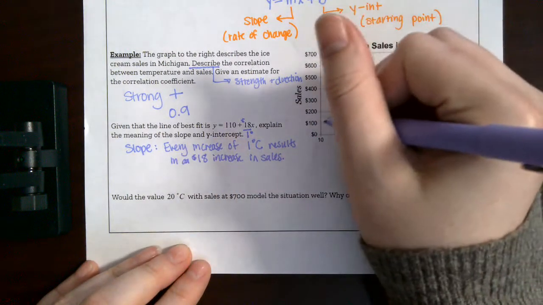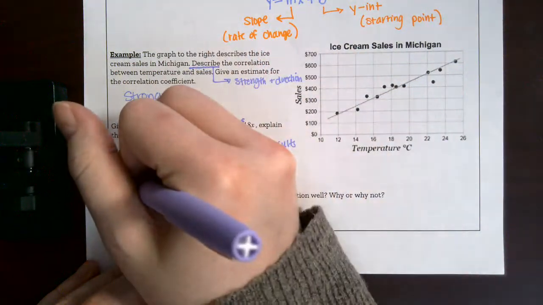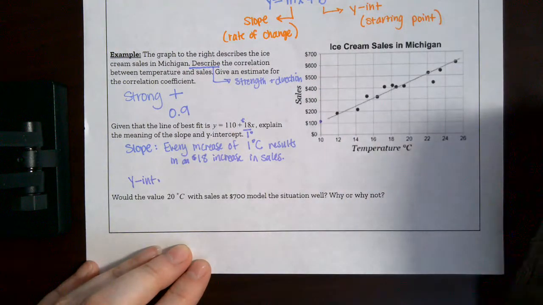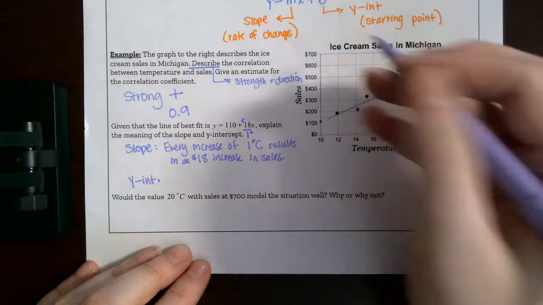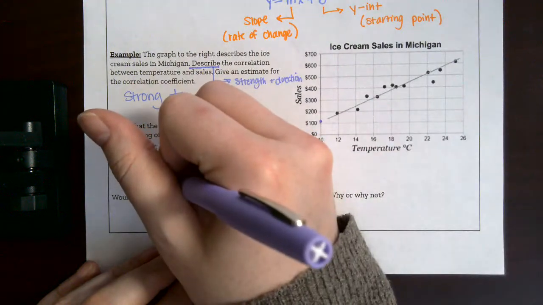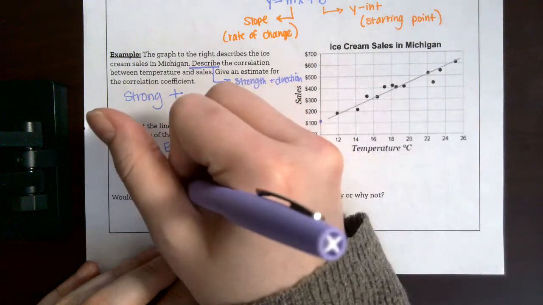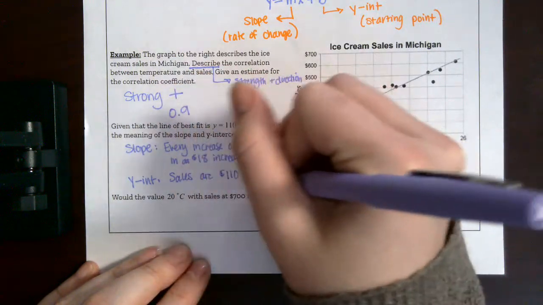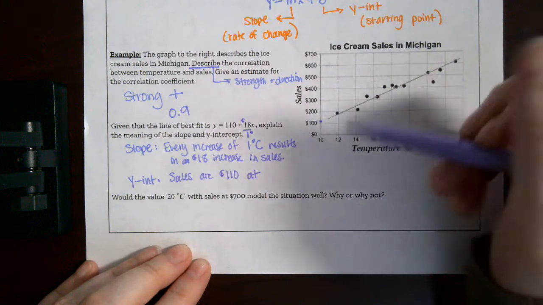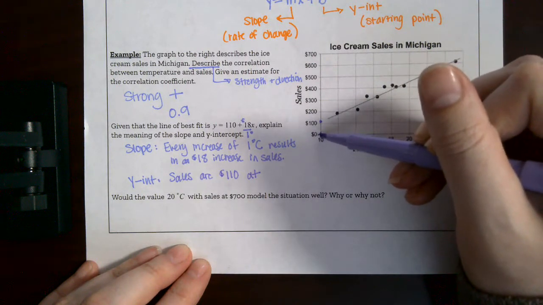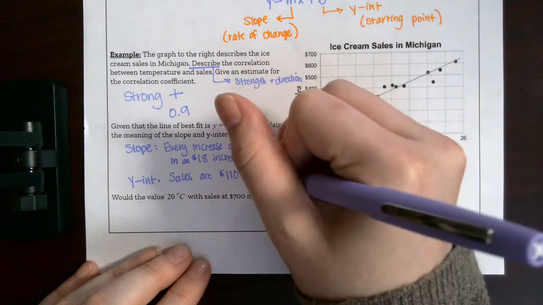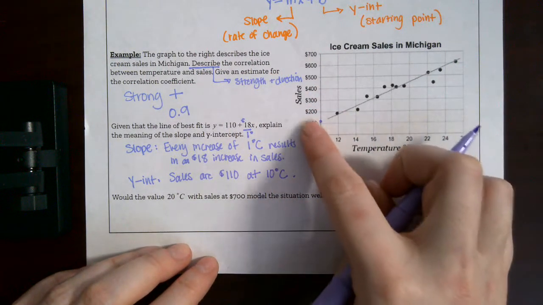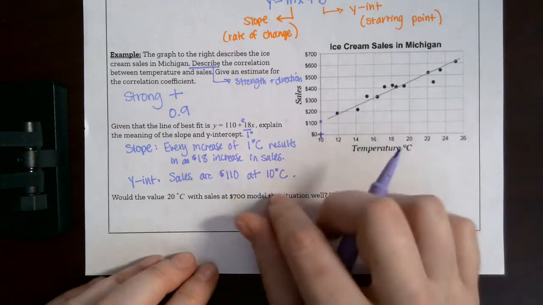The y-intercept is 110. So our y-intercept on here is 110. And that means that our sales are $110 at, usually it's 0 degrees, but you can see our y-axis actually starts at 10. So I'm going to say at 10 degrees Celsius. If you said 0, that would be fine. It's kind of unclear where this is supposed to go for our y-intercept, but I'm going to say 10.